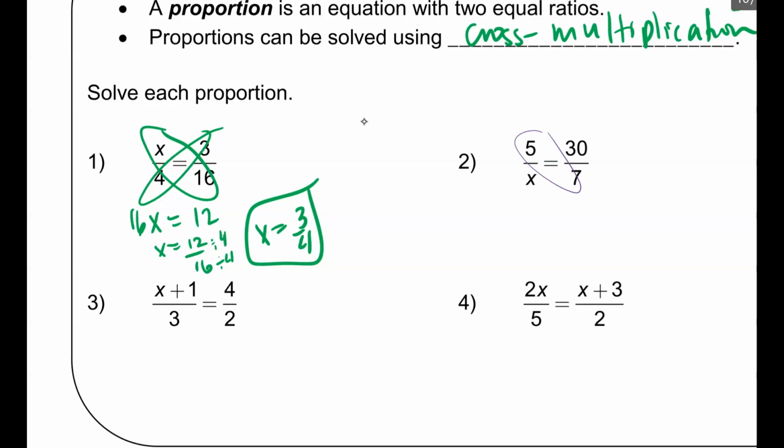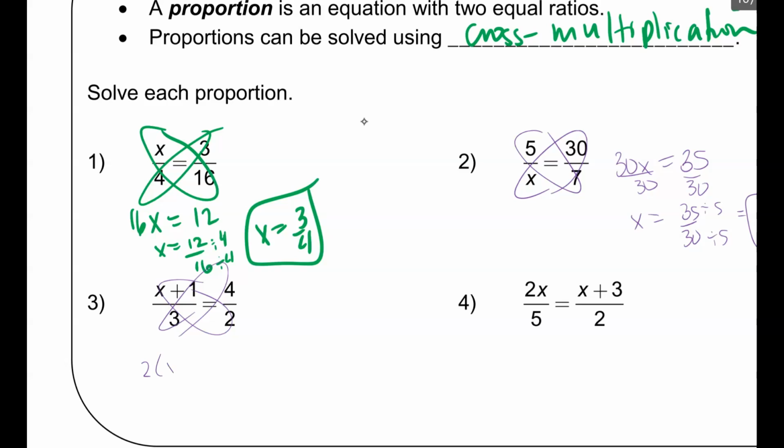All right, crisscross, 30x is equal to 35, so x is equal to, let's see, divide by 30. 35 over 30, these are both divisible by 5, so this is 7 over 6. Ooh, more difficult this time.